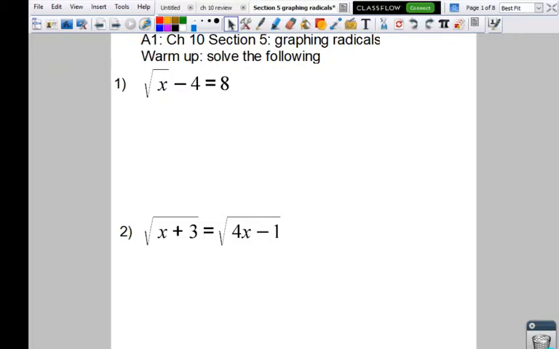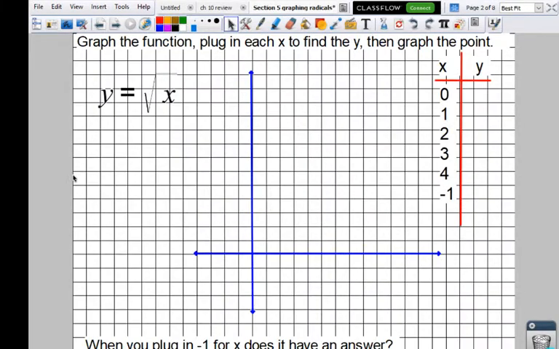Okay, so this is our last lesson of the chapter. Then we're done with this chapter. We're starting a new chapter. Actually, we might do a work sample after this. We'll see. Finally. So, we are going to be graphing today.